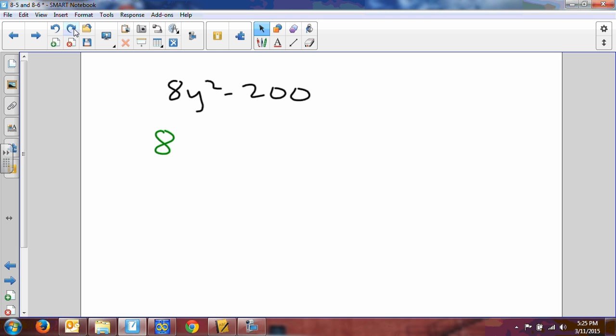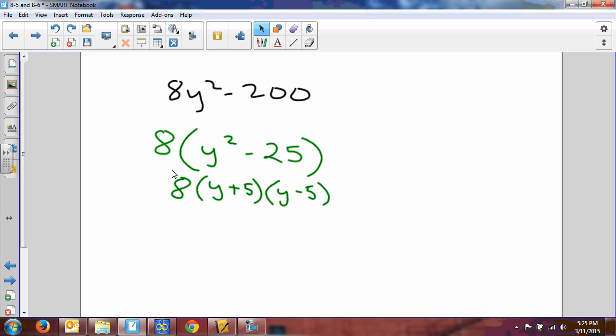This one here, I hope I did it right. 8y squared minus 200. 8 goes into 200 25 times. So we are going to take out an 8 from both of these. 8 divided by 8 gives me 1, so the y squared stays. 200 divided by 8 gives me 25. 25 is a nice even number because that's 5 times 5. So I just have y plus 5, y minus 5, and my 8 comes out in front. So something squared, a plus b, a minus b. So y and 5, one's plus, one's minus.